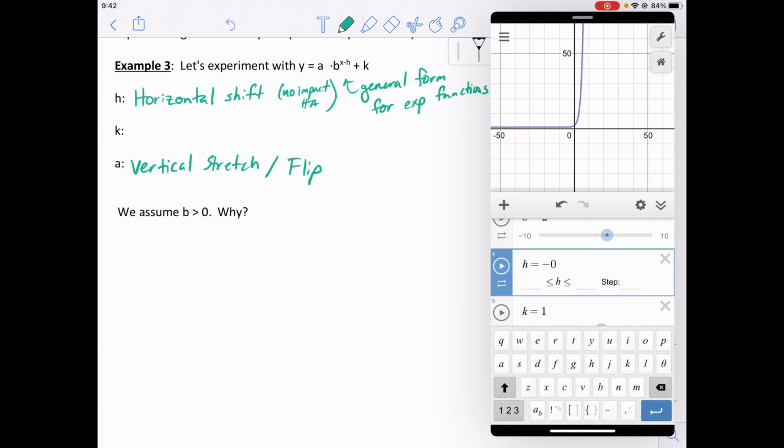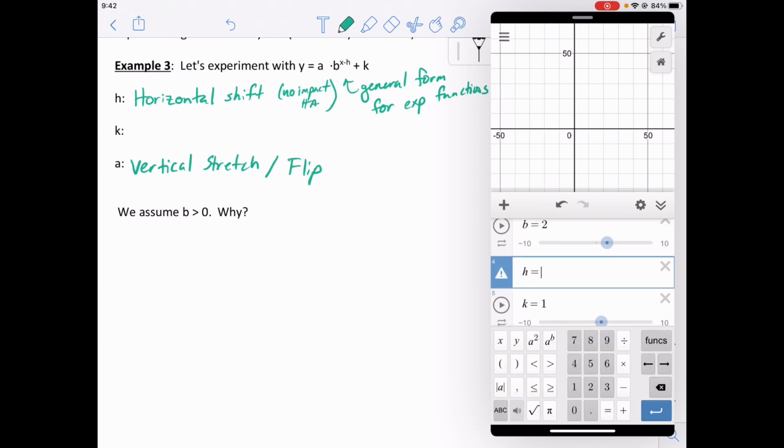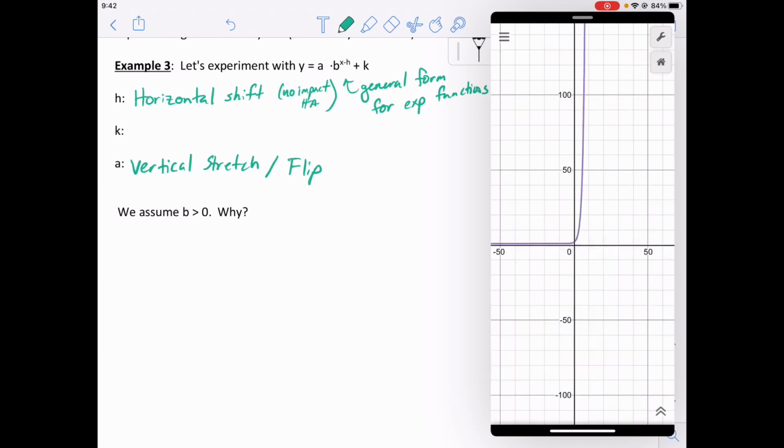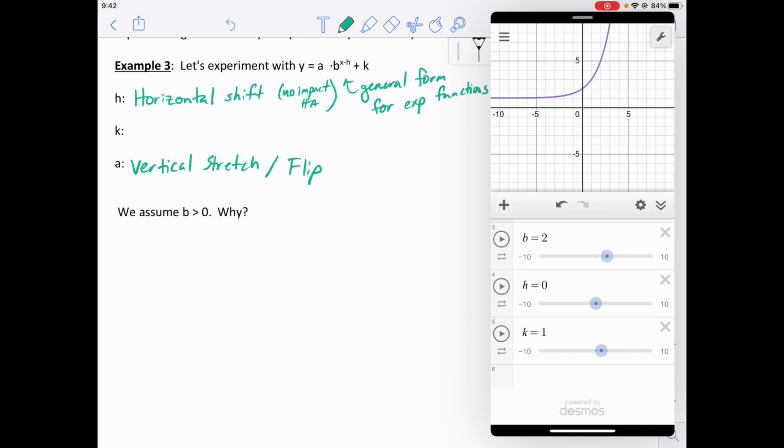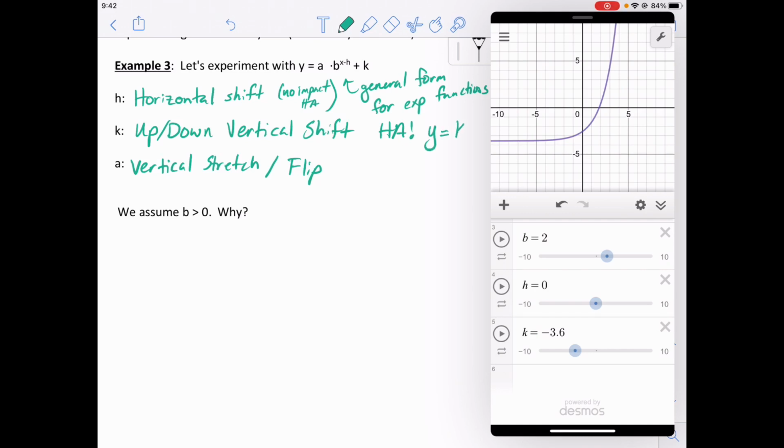Let's make it 0. All right. And then let's look at k. So what happens when we move k? k is moving our graph up and down, right? This is our vertical shift. Should make sense because it's that outside number. And this tells us exactly where the horizontal asymptote is. So our horizontal asymptote is y equals k.